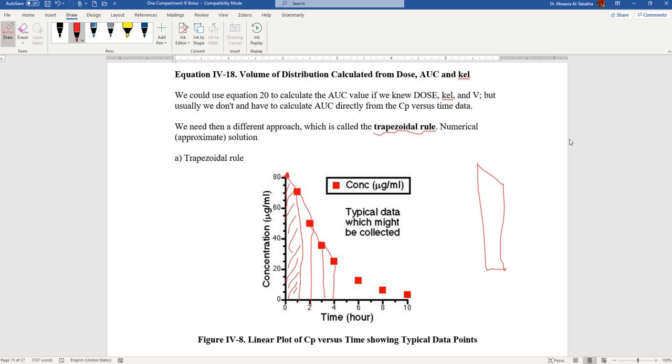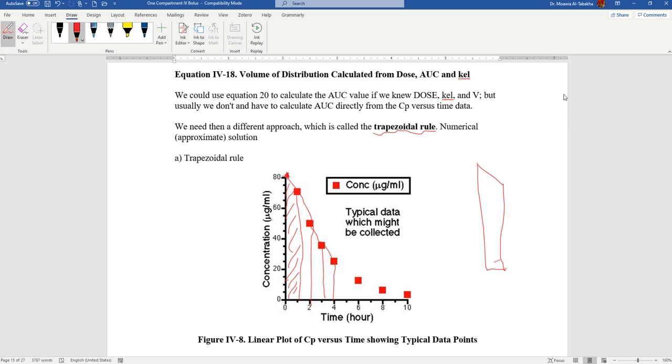Trapezoid means when you have two parallel lines and two lines that are not parallel to each other. In Arabic we call it shibh al-munharif. It's like a semi-disfigured shape because it's disfigured from this side. When we have this shape, we call it a trapezoid. That's why it's referred to as the trapezoidal rule.